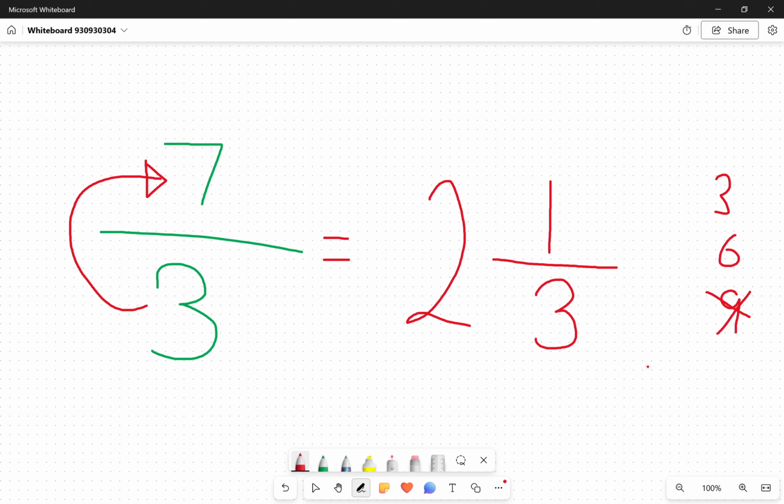Just to recap very quickly how we did that, the bottom number, the denominator, stays exactly the same. Don't change anything at all. No working out required there. The whole number is how many times that bottom will go into the top. 3 will go into 7 twice. And then the top number is anything that is left over.